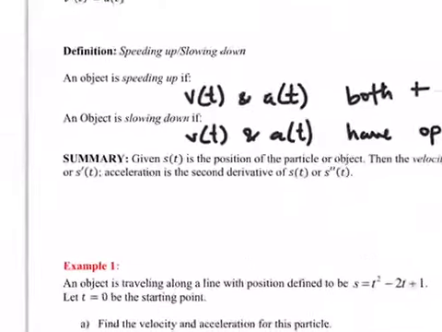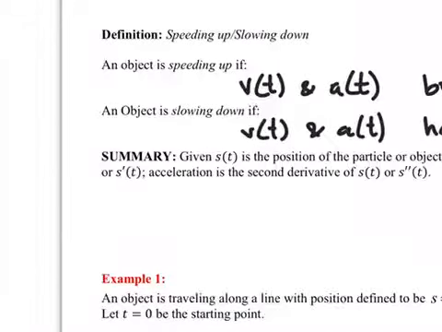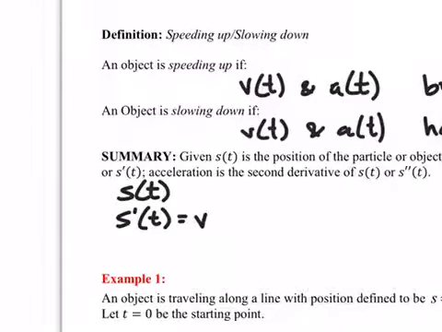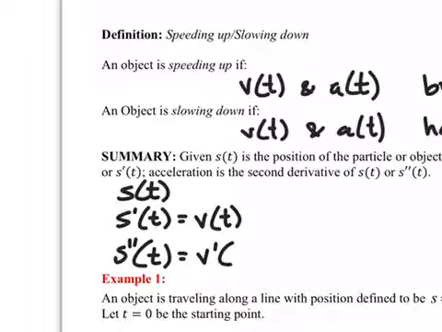Okay, so just to sum things up here, I've got position, I've got velocity, and I've got acceleration. Okay, so the acceleration is the second derivative of position. The velocity is the first derivative of position.